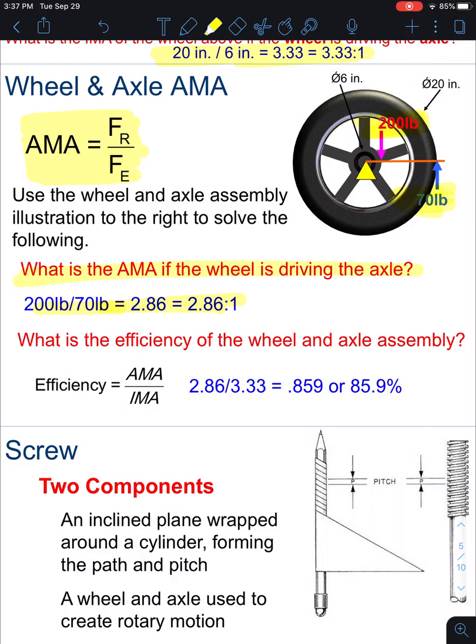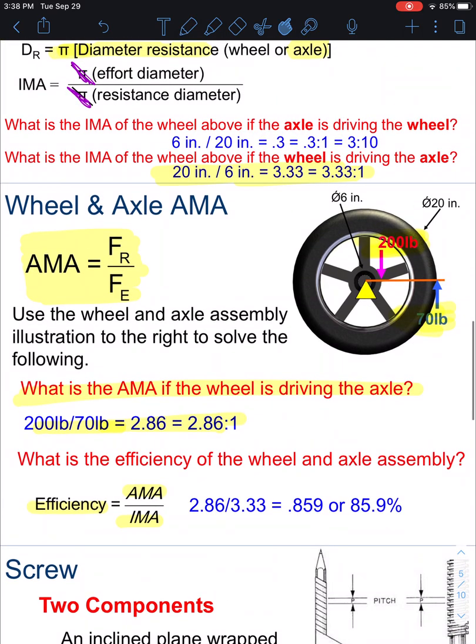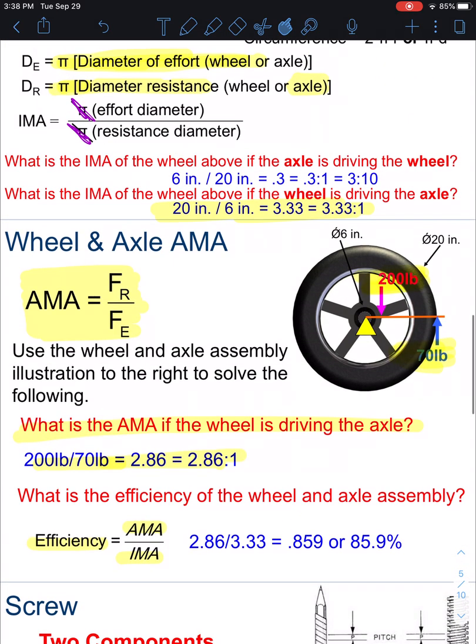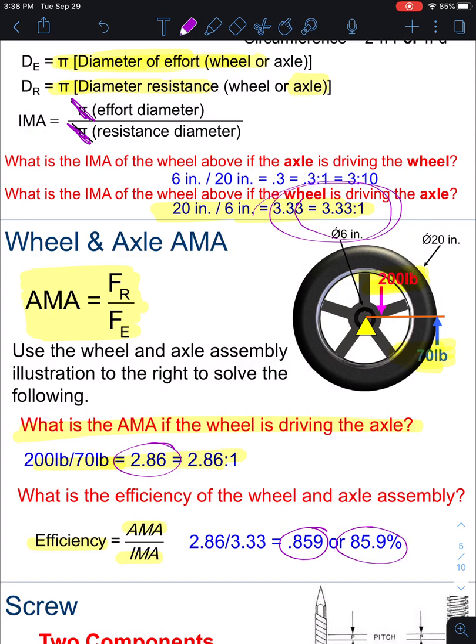Okay. Efficiency is AMA divided by IMA. We just calculated the AMA is 2.86, divided by the IMA, 3.33. This number right here, 3.33. So 2.86 divided by 3.33 gives us 0.859. Multiplied by 100 is 85.9%.